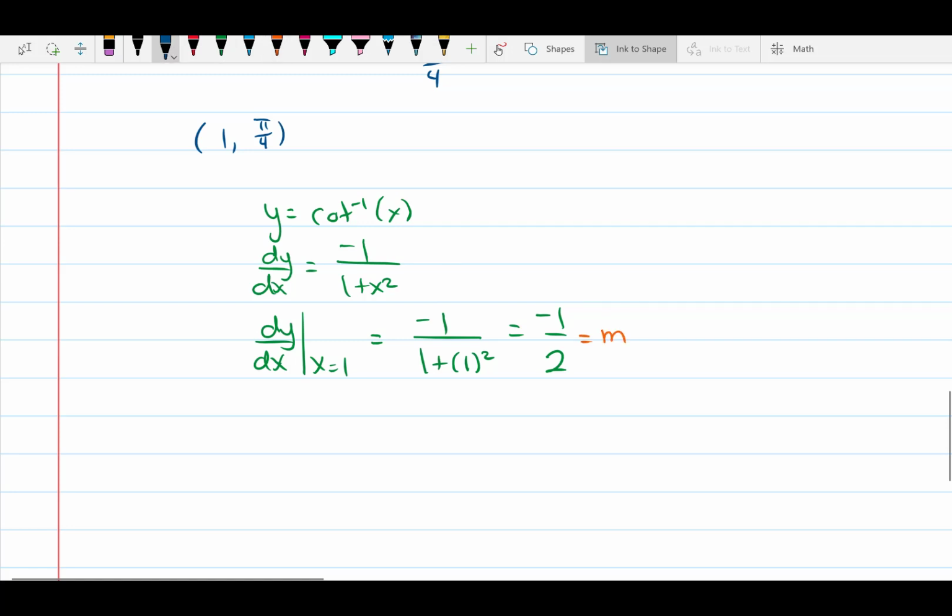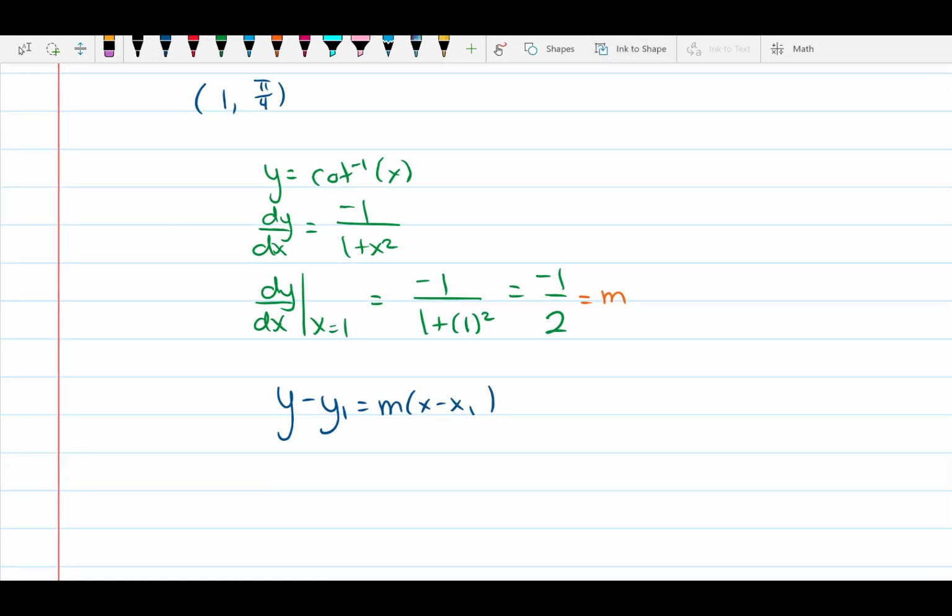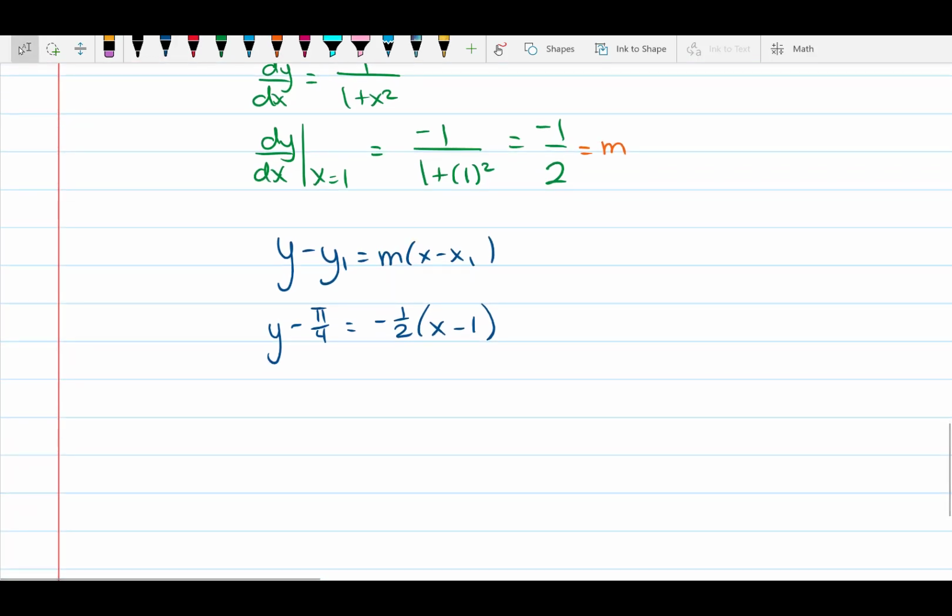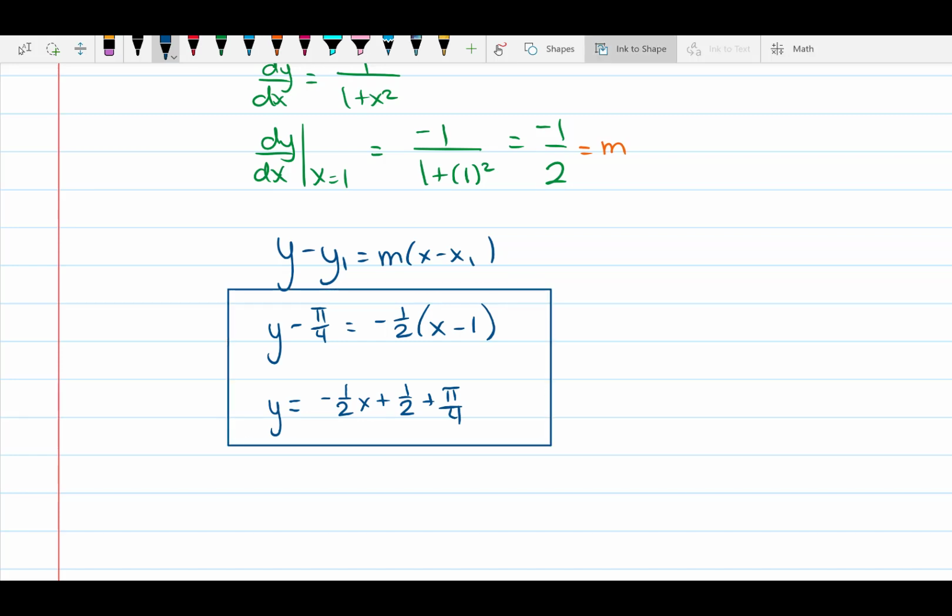And now all we've got to do is plug it into our formula. y minus y1 is equal to m times x minus x1. So we get y minus pi over 4 is equal to negative 1/2 times x minus 1. Again, you can stop there, but if you want to work it out, you get y equals negative 1/2 x plus 1/2 plus pi over 4. Again, either of these answers will work.